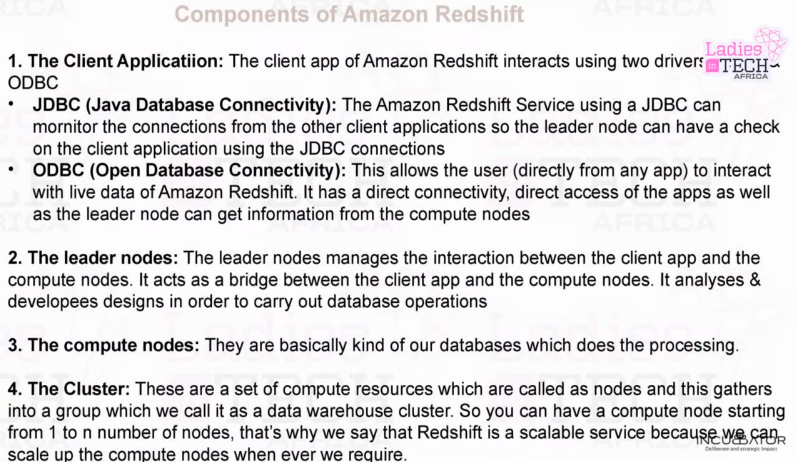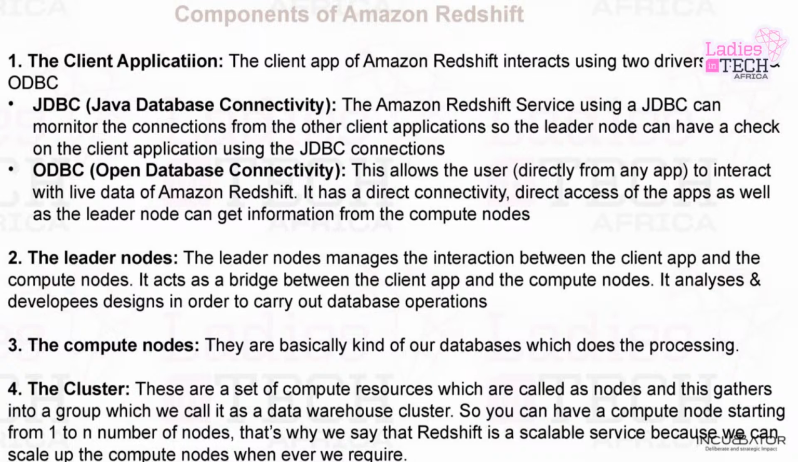So the JDBC, I'm not going to call it Java database connectivity. No, I don't do that. You people, you know by now. So the Amazon Redshift service uses JDBC. Using the JDBC can monitor the connection from the client application. So the leader node can have a check on the client application using the JDBC connection. So this has to be an interaction between the leader node and the client application. It communicates to the leader node using the JDBC.